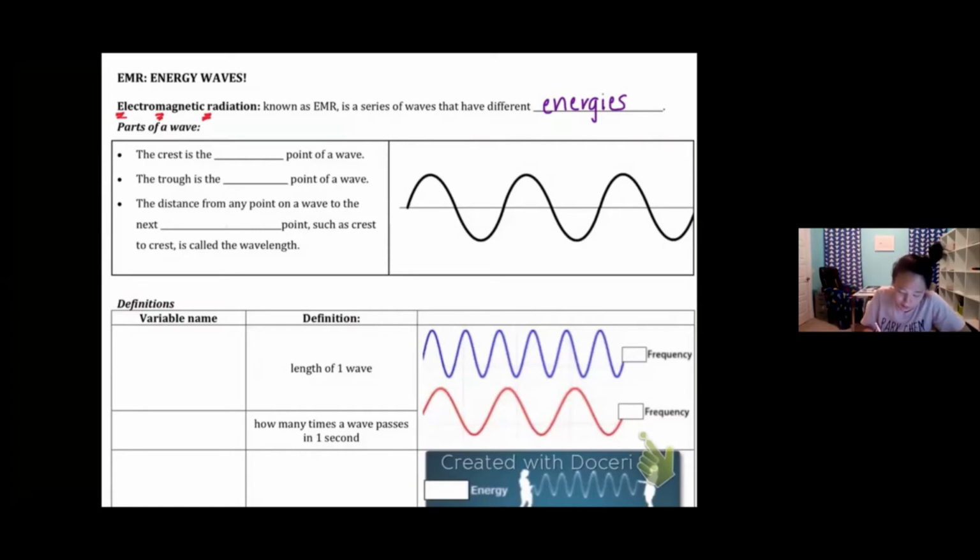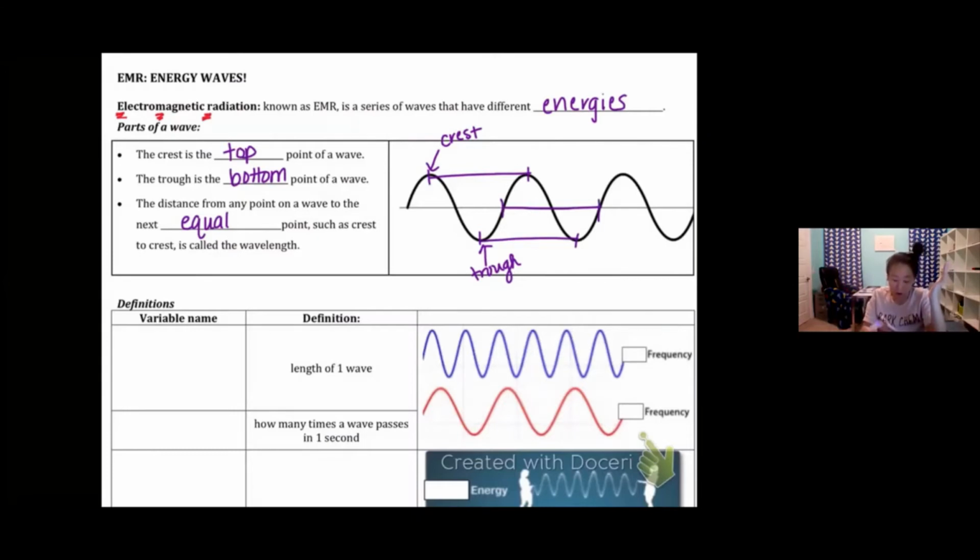The crest is the top of the wave, the trough is the bottom of the wave. If we were to label this really quick, this would be an example of a crest, and the bottom would be an example of the trough right here. The point from one point of a wave to the exact next point of the wave, such as a crest to a crest or a trough to a trough, is going to be called the wavelength. So basically from crest to crest, from trough to trough, or midpoint to another midpoint, those are all wavelengths.